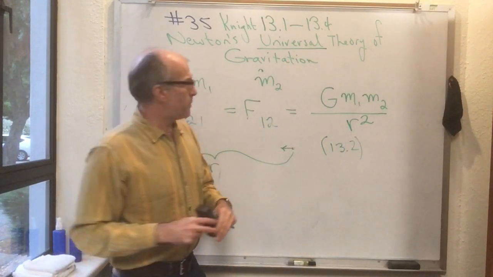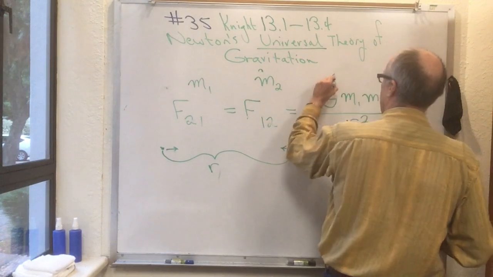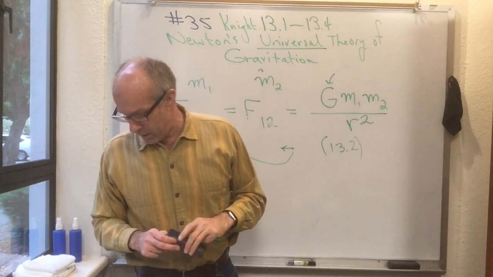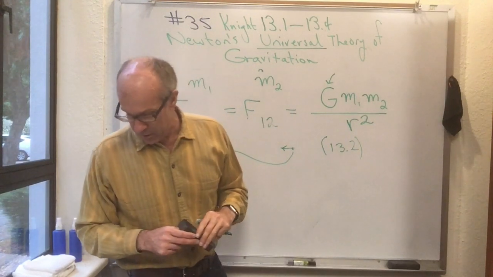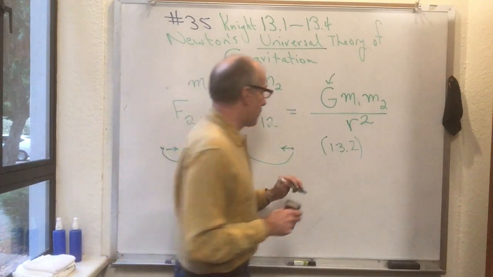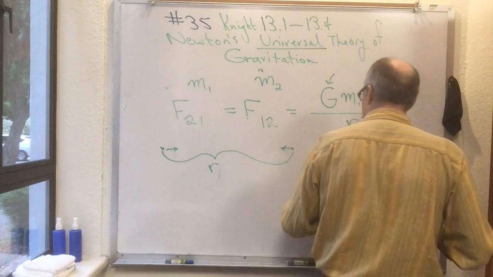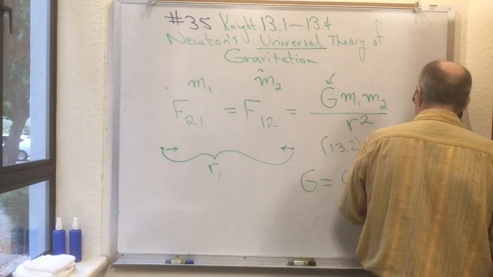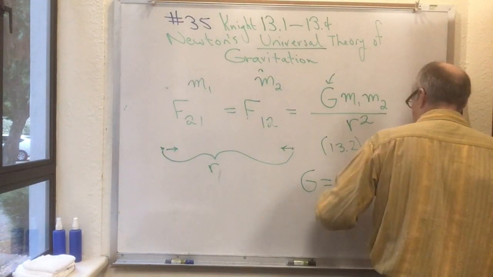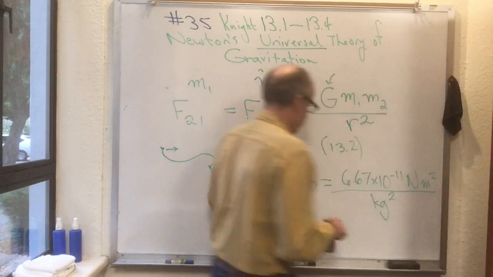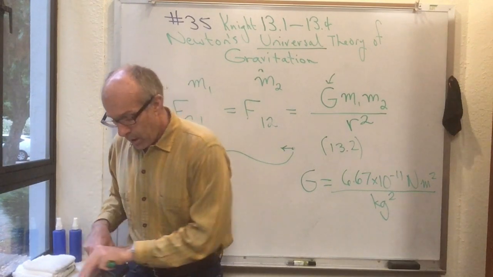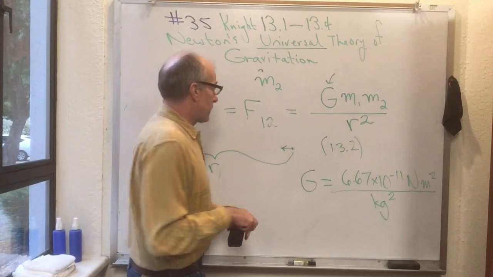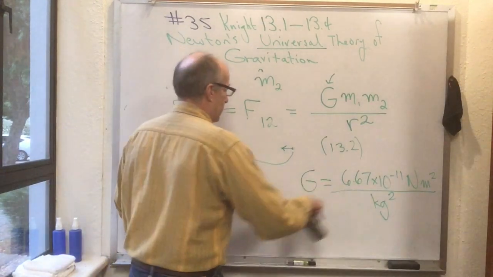Now, this big constant over here, capital G, it has a number, a value associated with it. If you measure everything in kilograms, it's 6.67 times 10 to the minus 11 Newton meter squared per kilogram squared. G is 6.67 times 10 to the minus 11 Newton meter squared per kilogram squared. And the next thing we need to figure out is, how did Newton get that?